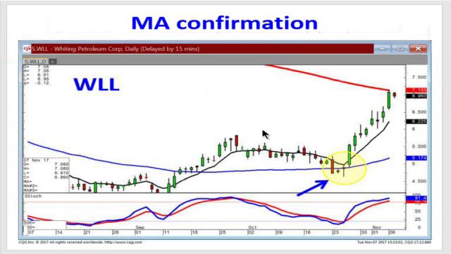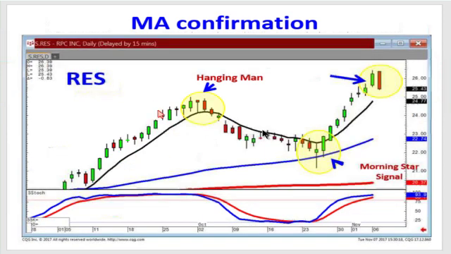Again, this isn't rocket science. This is just graphically learning what happens in human nature. There's our hanging man sell signal. What do they do? They pull right smack dab to the 50. What do we see down here? There's our morning star signal and a close above the T-line.